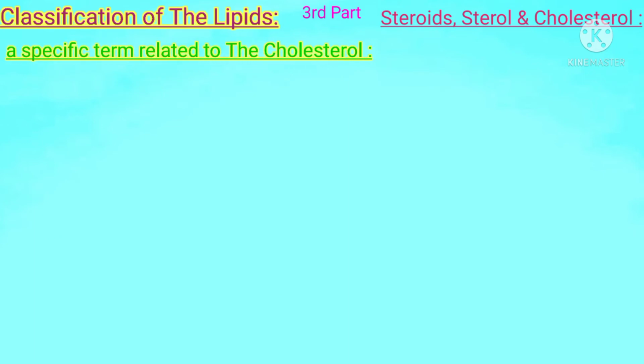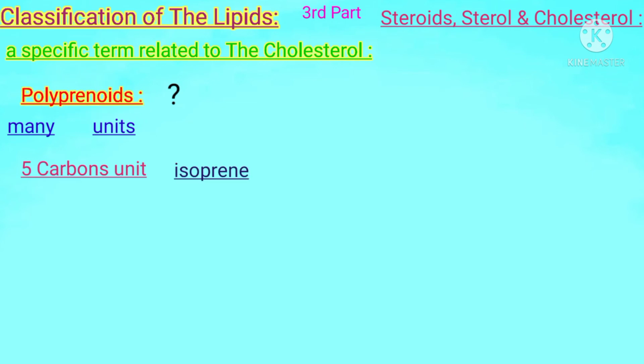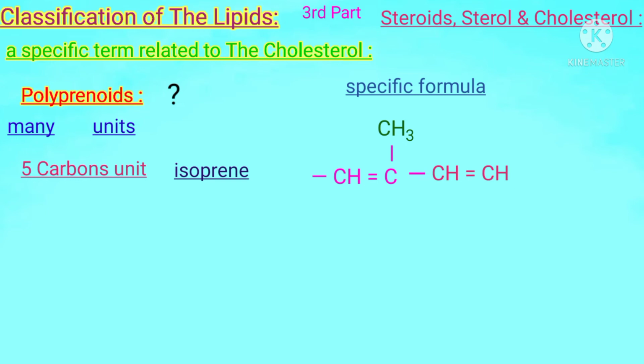Next, students, we study a specific term related to cholesterol: polyprenoid. What is this? Poly means many and prenoids are units. What are these units? Students, these are 5-carbon units called isoprene. Isoprene has a specific formula: CH double bond C going upward, where a methyl group is attached, then again CH double bond CH2. This 5-carbon molecule, students, is called isoprene.